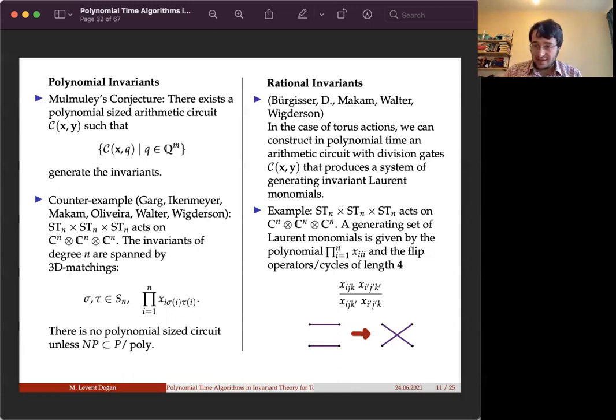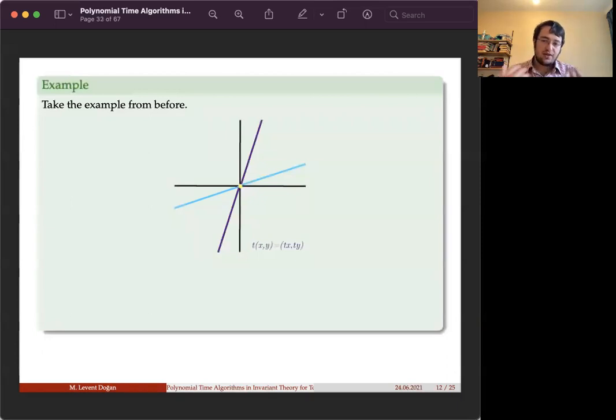Therefore, a generating set of rational invariants is one single 3D matching and the flip operators. I would like to point out that on the left, we have n factorial squared many invariants. They're all members of the Hilbert basis. On the right, we have polynomial in n many invariants. So there is this advantage of using rational invariants, but there is no free lunch.